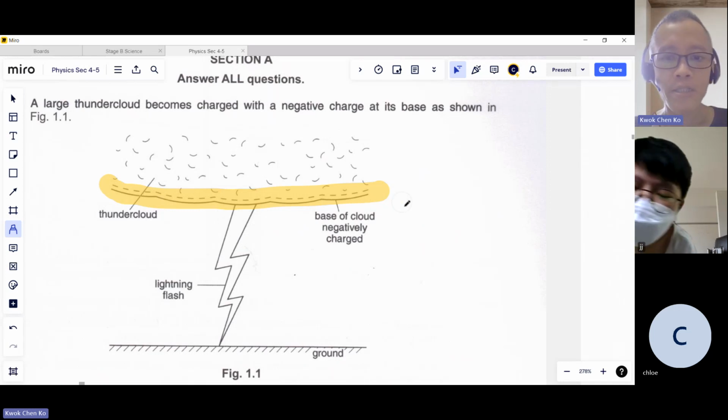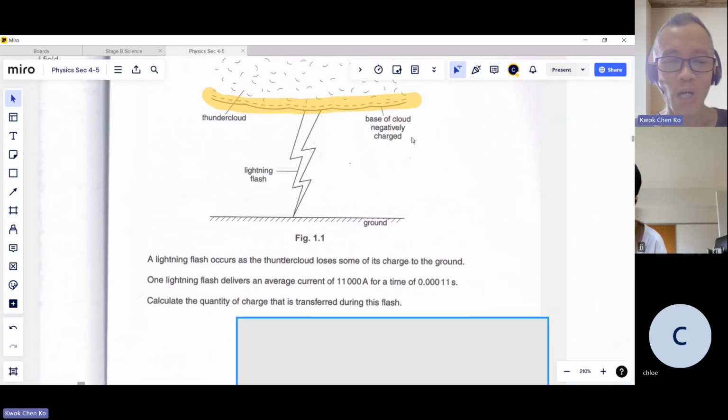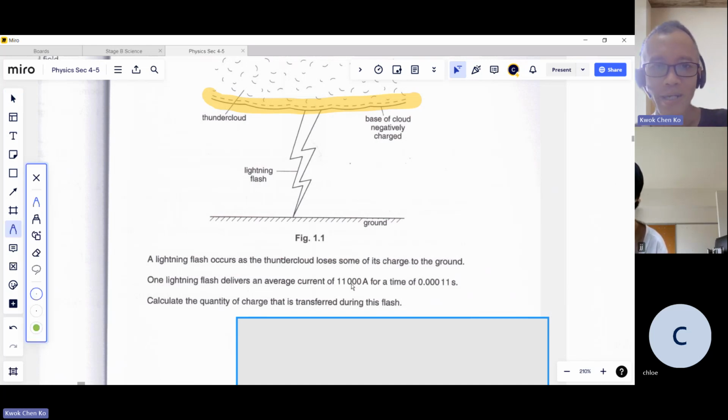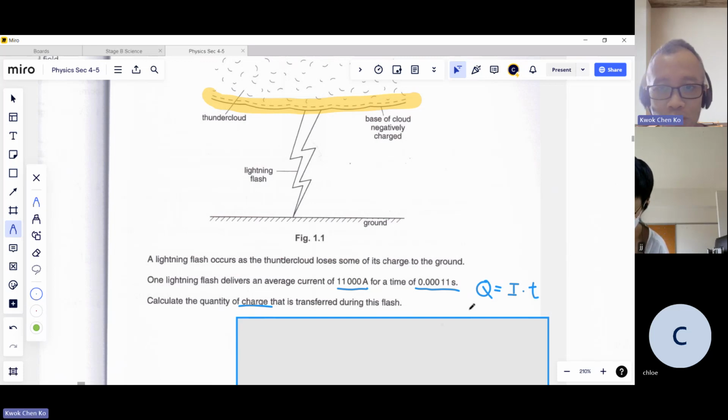Okay, so anyway, if I look at the question, you do not even need to understand the cloud formation and stuff like that, because you are already given the current, you are given the time, so it shouldn't be a problem to figure out what formula to use. Some more, they even ask you for the charge. Right, so as I said just now, there is only one formula. So this is the one. If I manipulate it, it's the same as what I've written earlier. Okay, come, Jingjie, what's the answer you get?